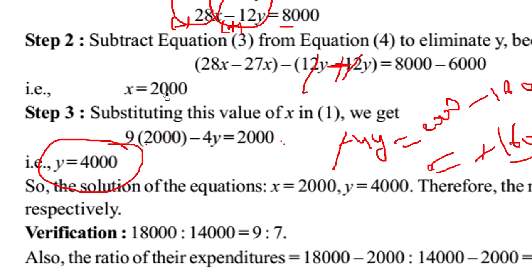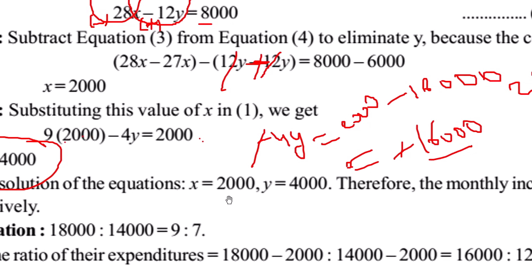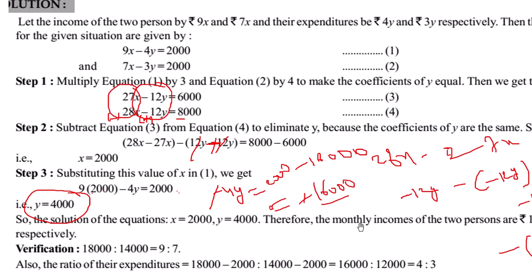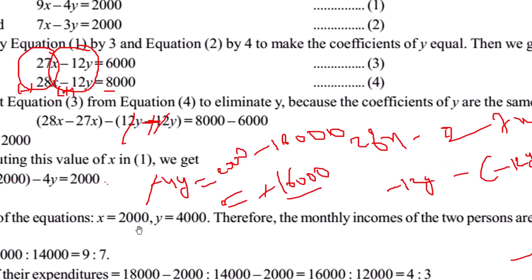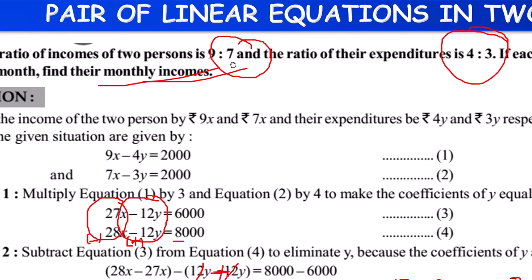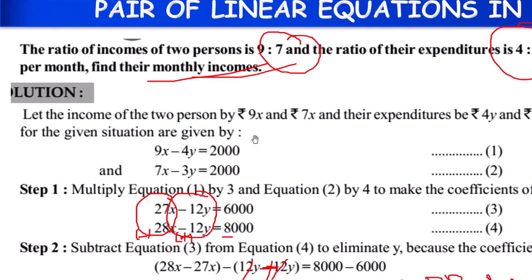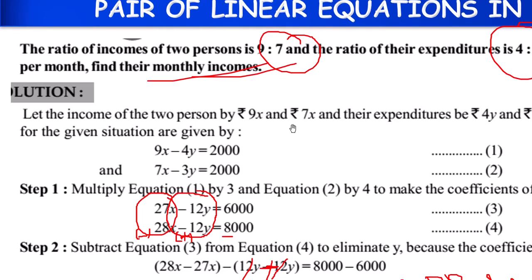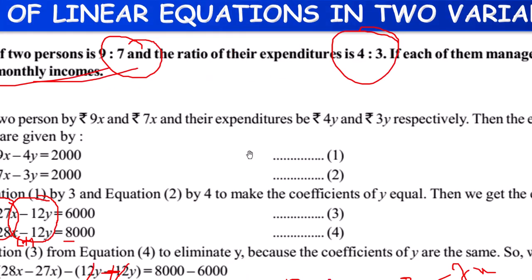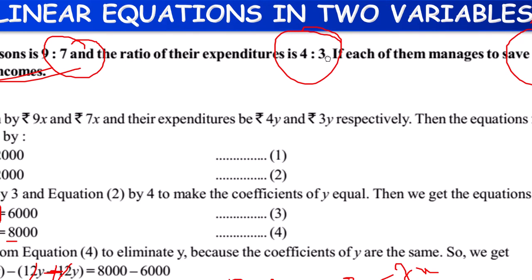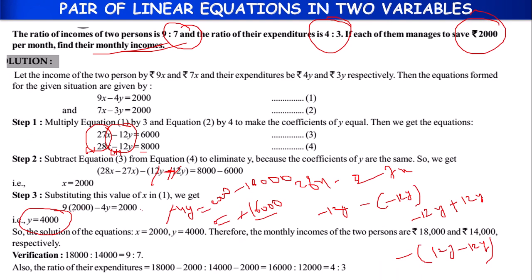So x we are getting 2,000, y we are getting 4,000. Therefore, what are the monthly incomes of the 2 persons? 9:7, means 9x. What is the x value? 2,000. So 9 into 2,000, 18,000. 7 into 2,000, 14,000. And y value 4,000. 4:3. 4 into 4,000, 16,000. 3 into 4,000, 12,000. So incomes are 18,000, 14,000, and expenditures are 16,000, 12,000.